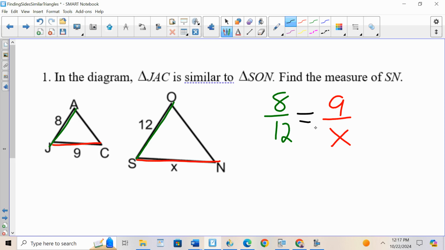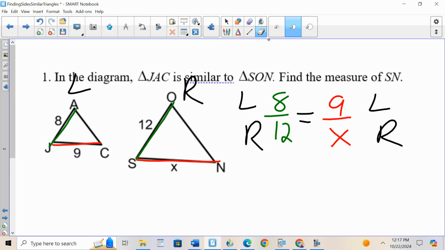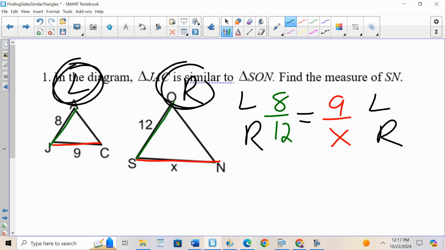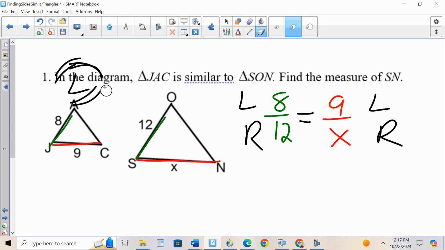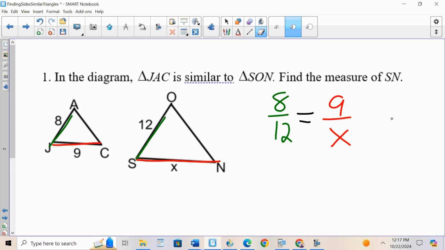Now make sure if this is the left triangle and this is the right triangle, if you go left over right for this side of the proportion, you must also go left over right for this side of the proportion. You could go right over left, but you have to be consistent. So I always just go left over right equals left over right. That way I don't have to worry about it. Once I create my proportion, to solve it, I cross multiply and solve.